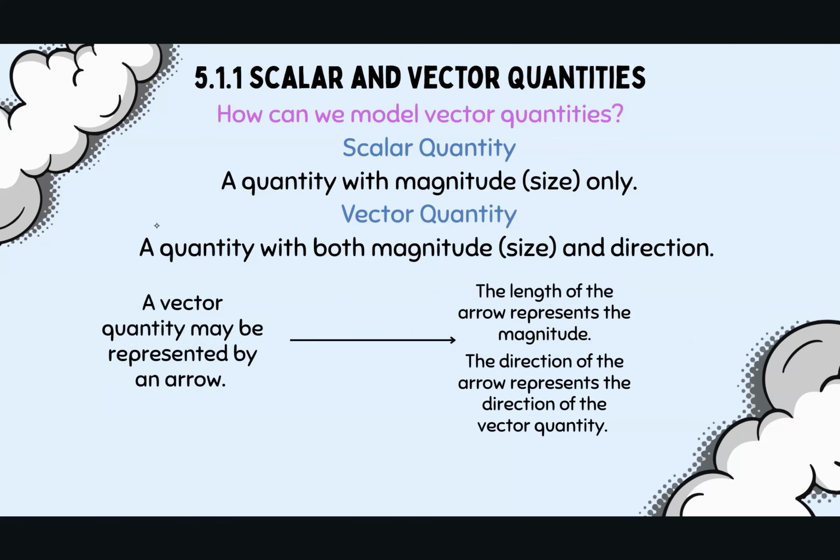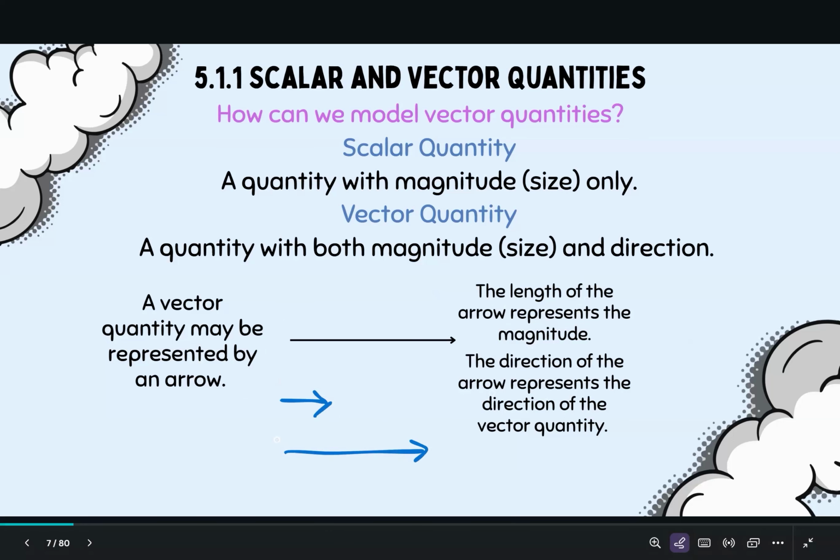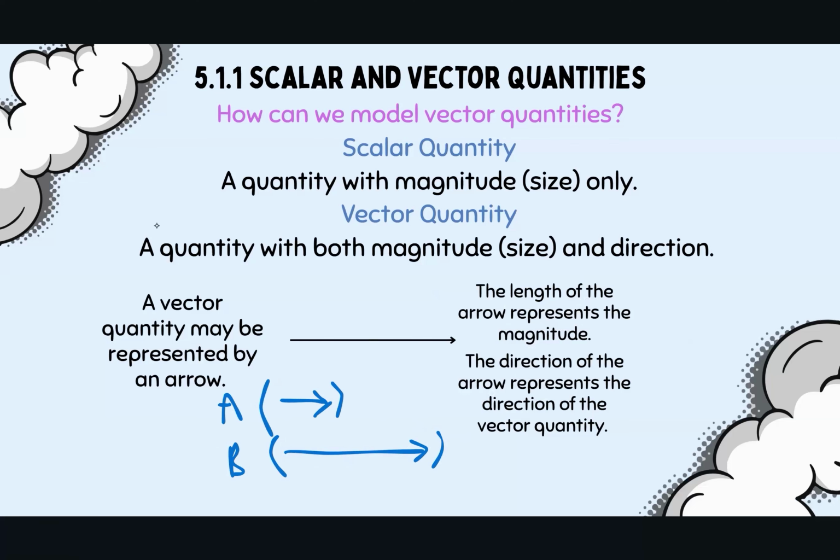So a vector quantity may be represented by an arrow. This is something that's really important. The length of the arrow represents the magnitude. The direction of the arrow represents the direction of the vector quantity. So an arrow that big shows that it's going towards the right, and it shows its size as well. A slightly bigger arrow shows that this force or distance or whatever it's representing is bigger than this one. So B is bigger than A, but it shows that they were going in the same direction.